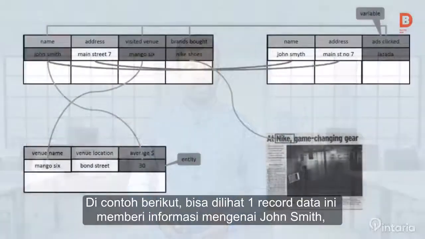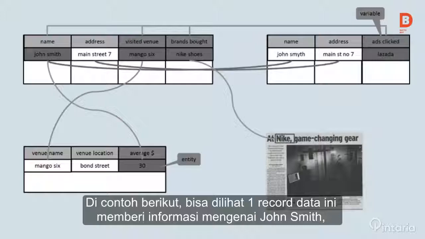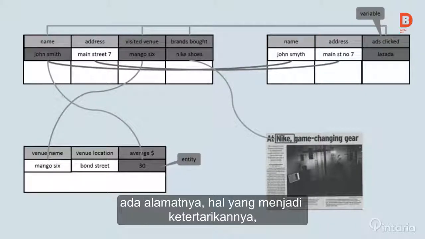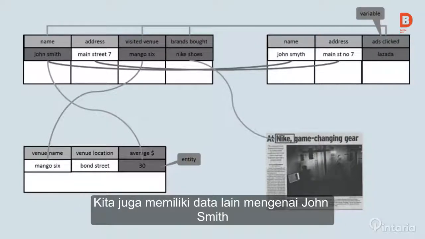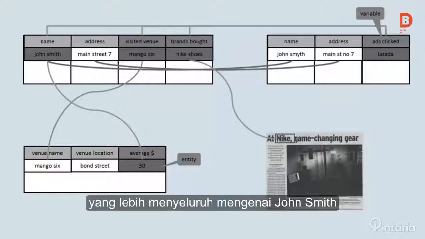In this slide, you see that we have two different data sets. One data set gives information about John Smith with his address and his things of interest, like he visits a Mango 6 brand and what kind of brand he is interested in. So you actually get a profile of John Smith, which will be much more beneficial for you to understand the whole picture of this data set.